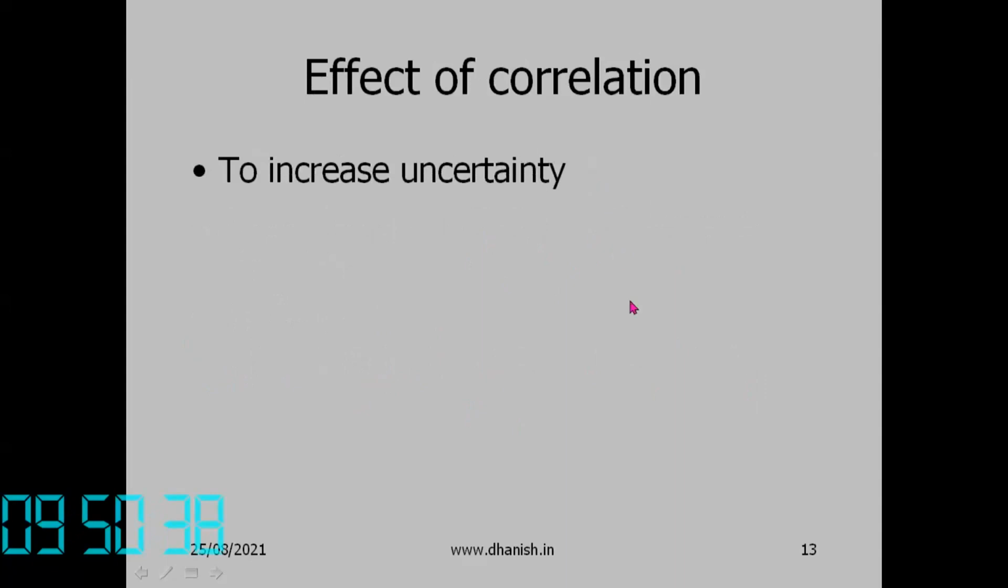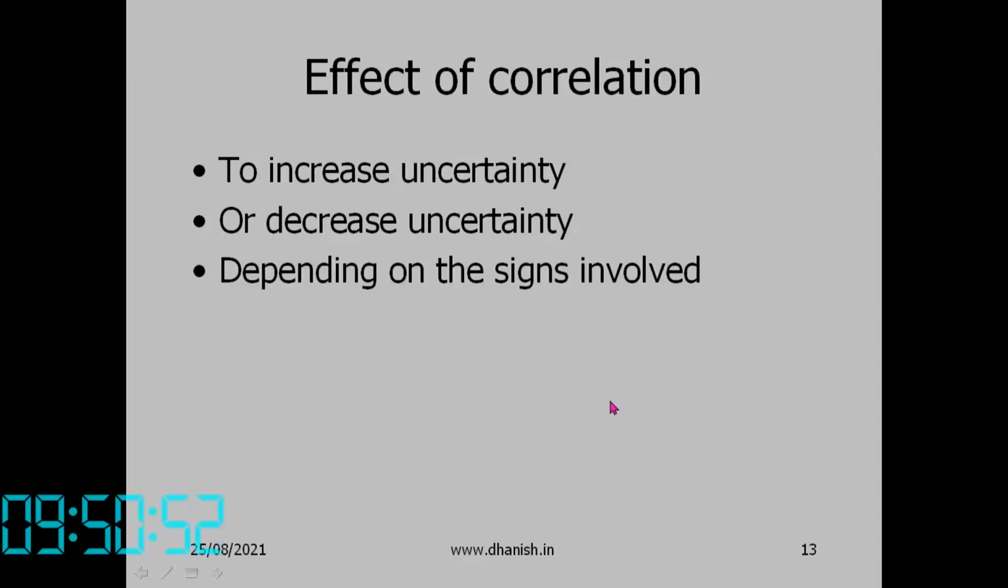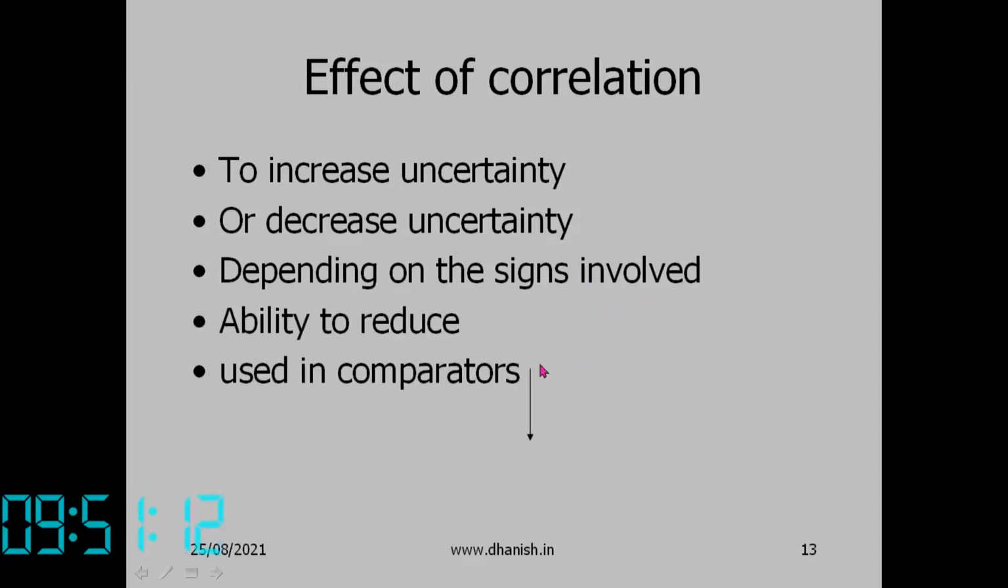So the effect of correlation can be either to increase the uncertainty or to decrease the uncertainty. That is also possible if the second term is negative, depending on the signs involved. So that is why now the signs are important. So previously we said absolute value in the formula for combined standard uncertainty. So that is why I said it is not good, because in the general case, signs are important. So the ability to reduce we use in comparators.